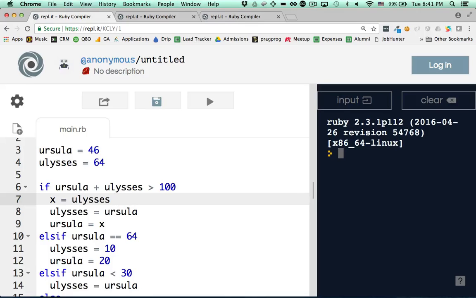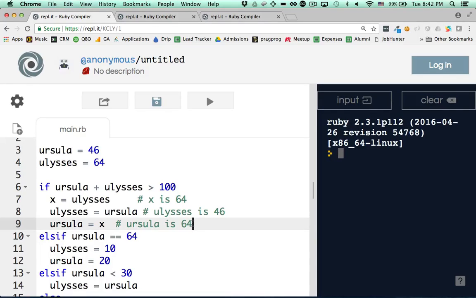So we introduced x, right? So what is x? 3. Line 8, Ulysses is 46, right? And what's Ursula? So by the time we're done, Ulysses is 46 and Ursula is 64.